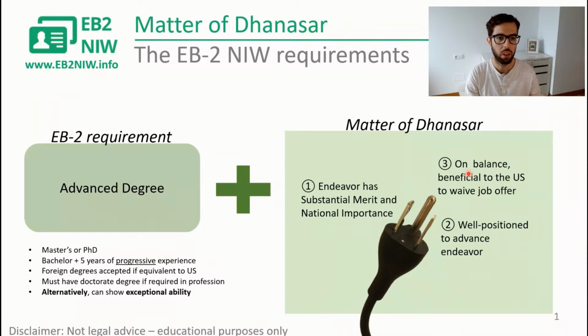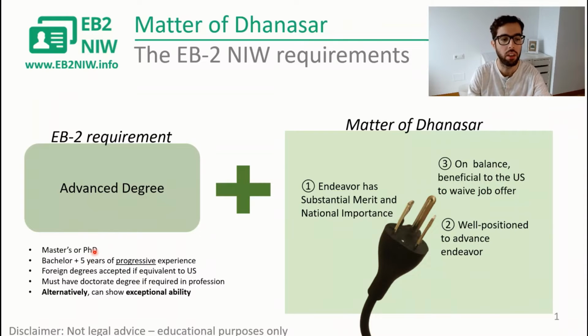But for today's topic, we're going to cover exceptional ability. Let's cover the general requirements for the EB2 category. EB2 means the employment-based second-preference category of green cards. And typically we say that you need an advanced degree for this category. And it is true, you can qualify under this EB2 category if you have an advanced degree, which is a master's or PhD. But there are other ways you can qualify.